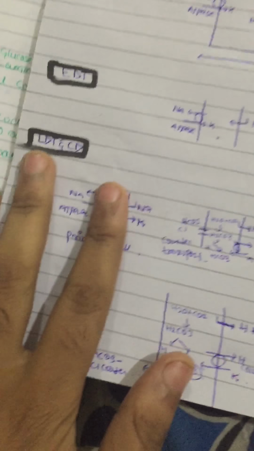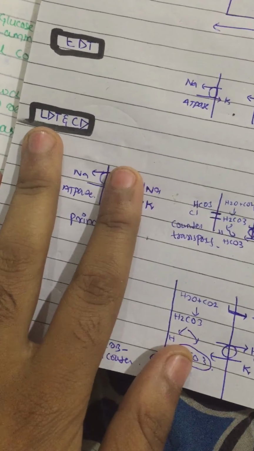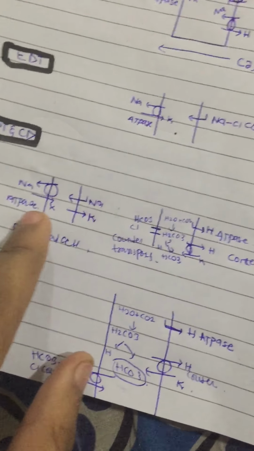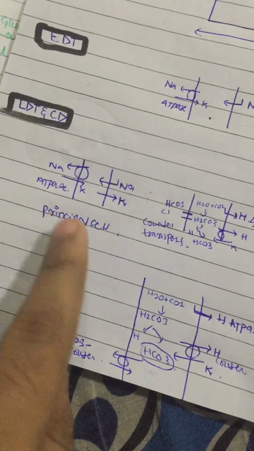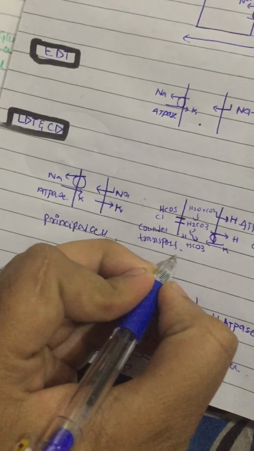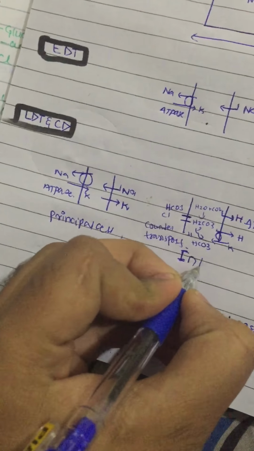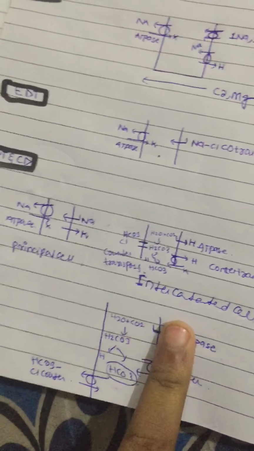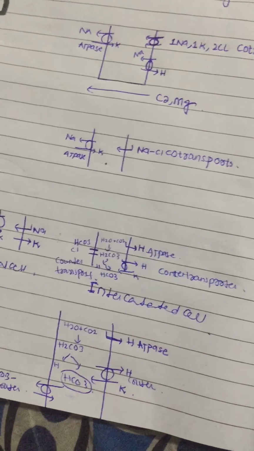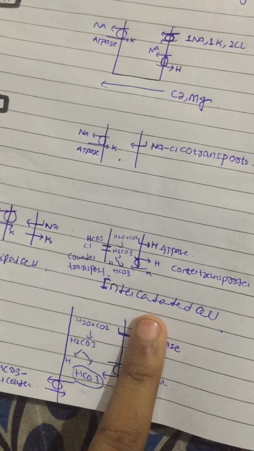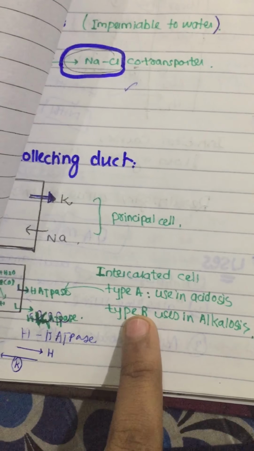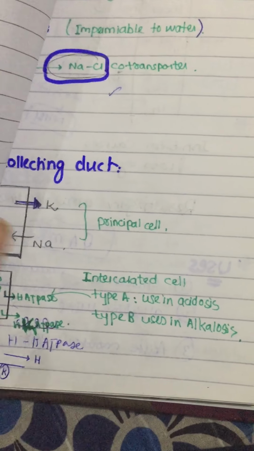Okay, now we're going to do the late distal tubule and the collecting duct. So in the late distal tubule we're going to have two types of cells, the principal cell and the intercalated cell. In the intercalated cell we're going to have two types, intercalated cell A and intercalated cell B. So the intercalated cell A is going to be used in acidosis, while intercalated cell B is going to be used in alkalosis.